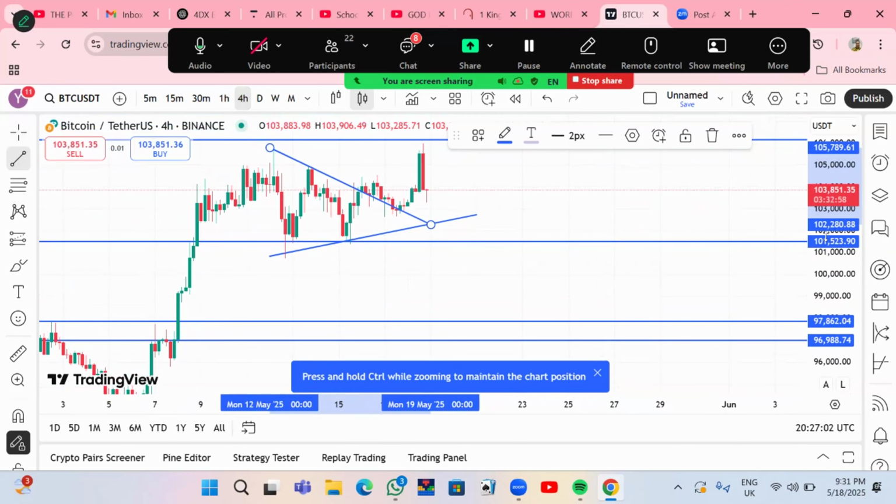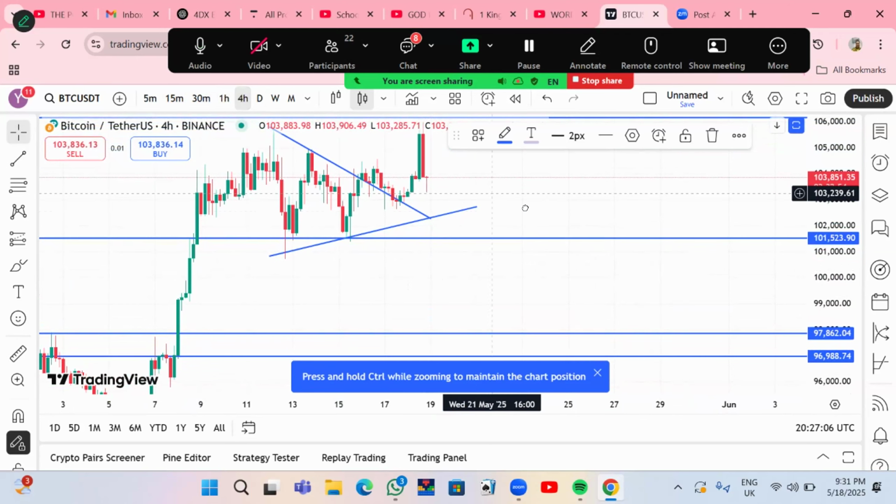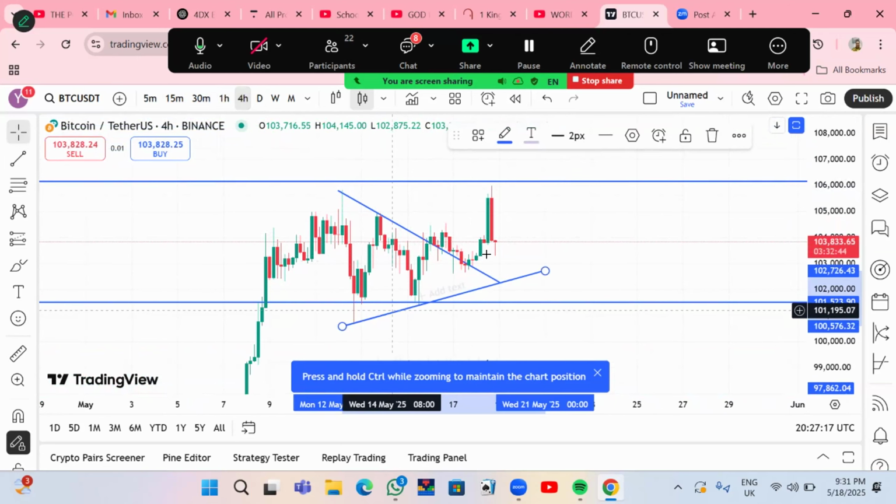Yeah, it's even better on the 4-hour time frame. You can see now that, yeah, this is the triangle. So what happened, like I said last week, when you see price trapped in a triangle like this, what it means is that price is struggling to get out of this place.